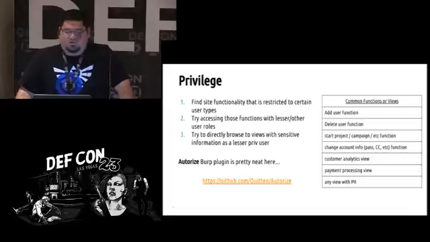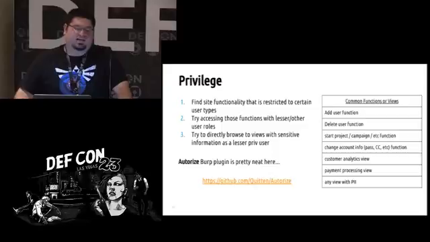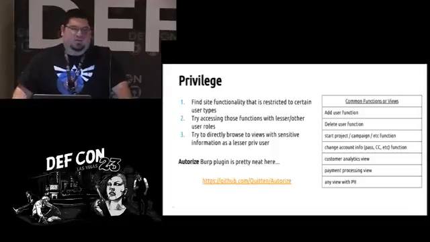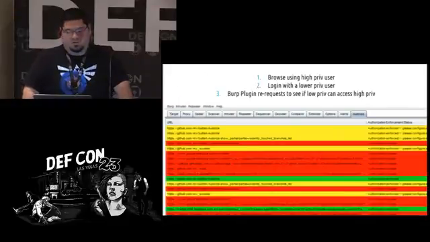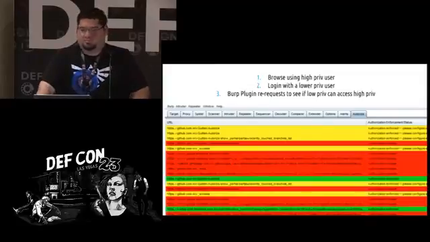Common functions or views that I check for privilege escalation, and these can actually be combined with the last two sections, are add a user, delete a user, start projects, change account info, view customer analytics, or a page that tells everything about whatever that site does. You want to try that view. Payment processing views, like receipts, or any view with any PII on it, you want to focus on. So this is what that looks like. With Autorize, browse using a high privilege user, log in with a low privilege user, Burp re-requests everything and gives you prioritized output.